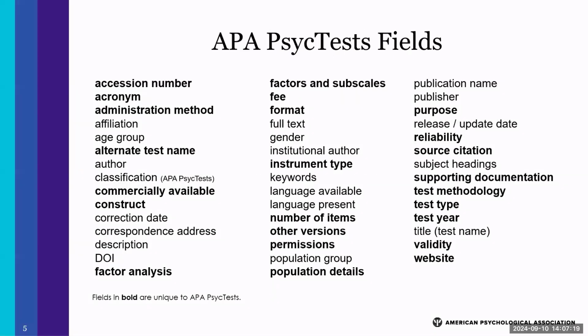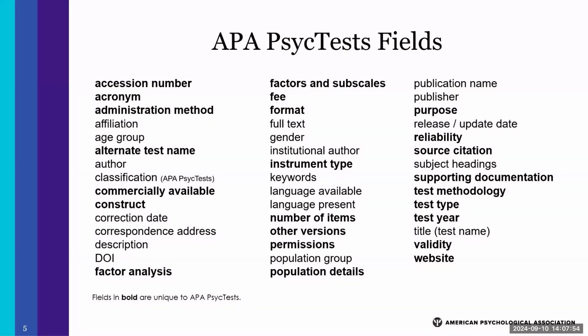So this next slide is sort of just highlighting what are those unique database fields, right? What are the data points that you can search by and that you will see in the descriptive record? Everything here that's in bold is for PsycTests specifically, and that's more than half of the fields, right? So if you look at the unbolded ones, you're going to see things like author or age group or keywords that you might find in any kind of database. But we have special fields related to just tests here.